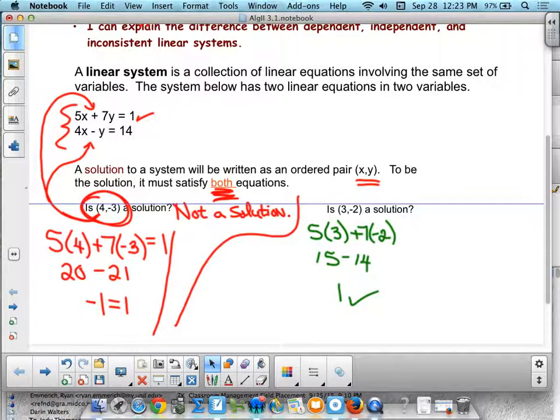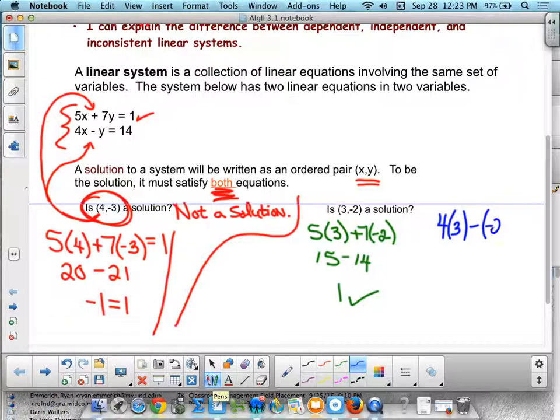So let's put it in the other one. 3 goes in for x. It's 4x and minus y. Which one's y? Negative 2. That would be 12 plus 2, which would be 14. Did you want 14? Yeah, check, check. It works twice. It works in both equations. So is it a solution? Yes. The idea behind a system is you have to find an ordered pair that works in both equations, or else it's not a solution. So that's the idea behind it.